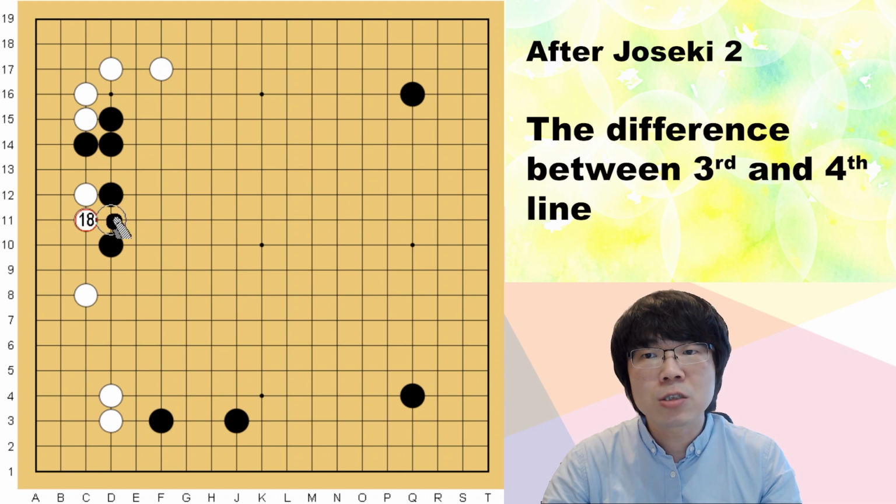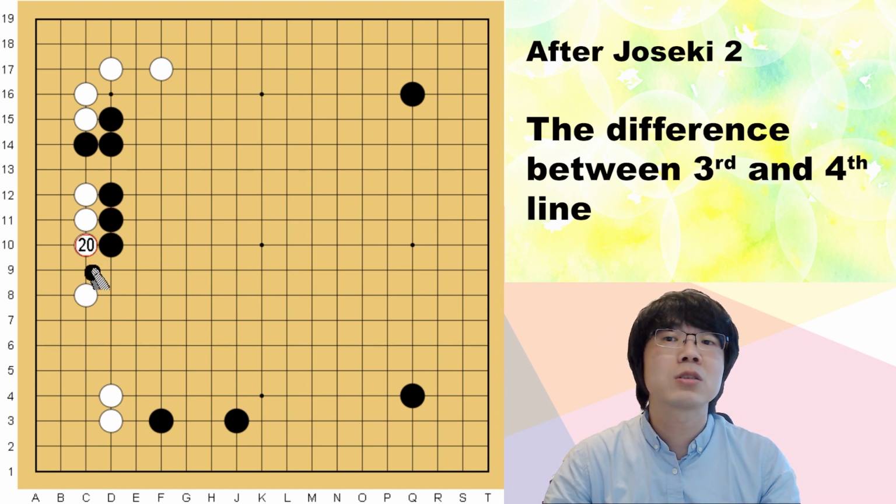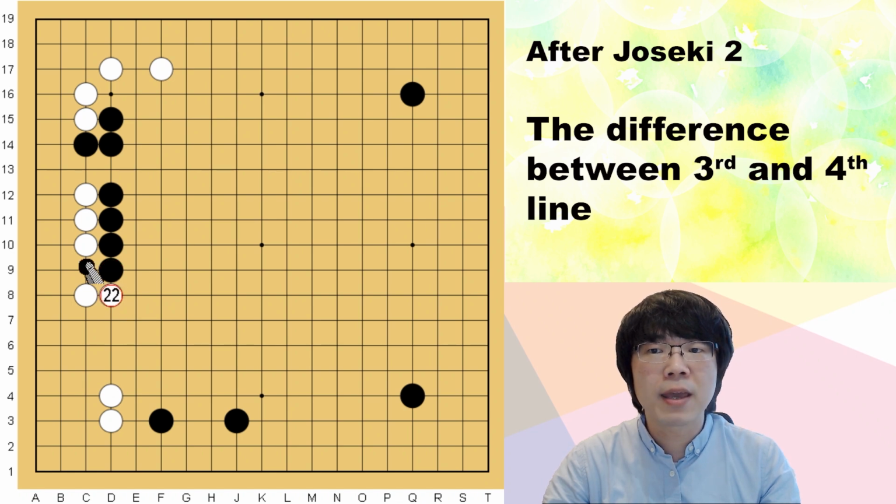After that, white has to stretch and then black connects. White just connects here. This is the joseki, and white has to continue to play. Black will get the influence, and after that we have to just keep fighting.